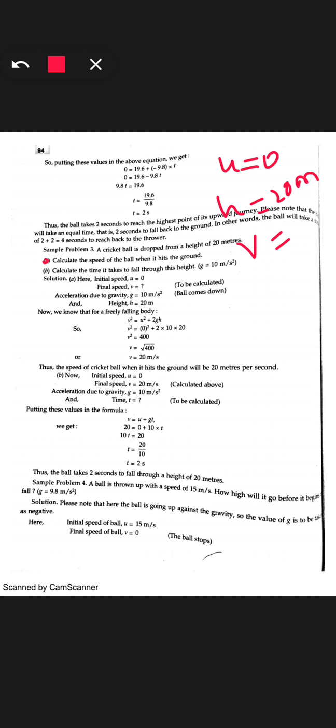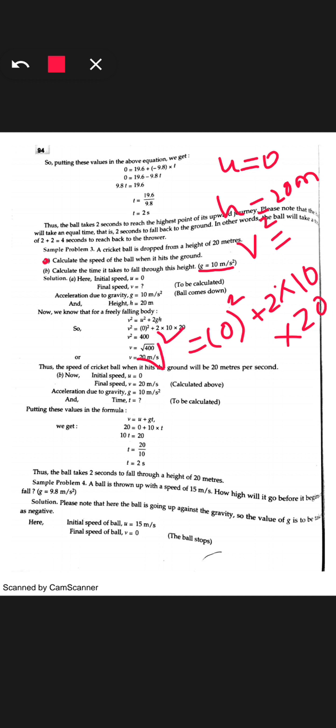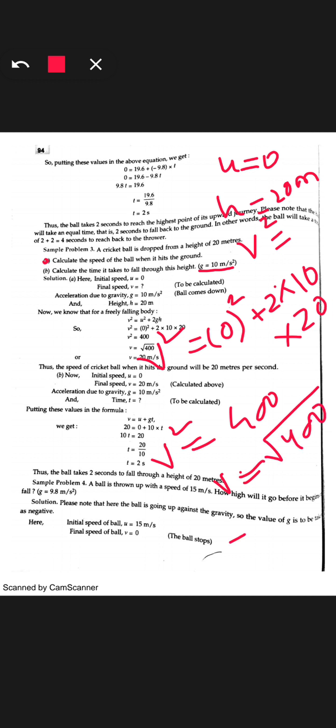Since v square is equal to u square plus 2gh, let v square remain the same, because we have to find the value of v. Now for u square, we know the value of u is 0, so 0 square plus 2gh, that is 2 into 9.8, but it is given here that we have to take the value of g as 10 meter per second square, so it will be 10. And the value of height is 20. The 0 will vanish. 2 into 20 is 40, 40 into 10 is 400, so the value of v square is 400. If you take the square root of 400, it will be 20. So we can say that the value of v is 20 meter per second.